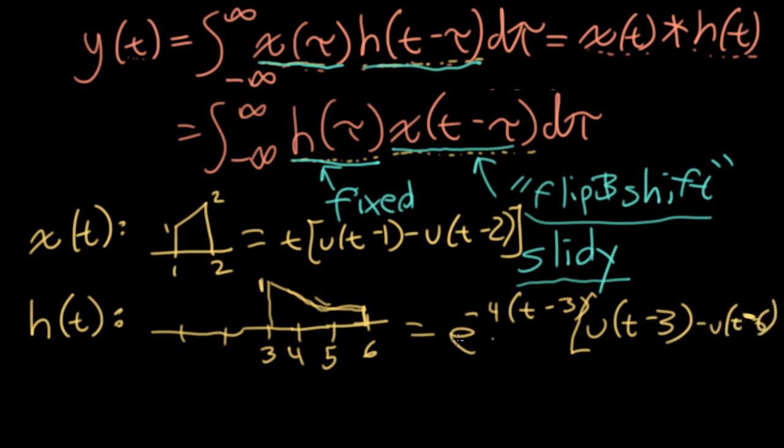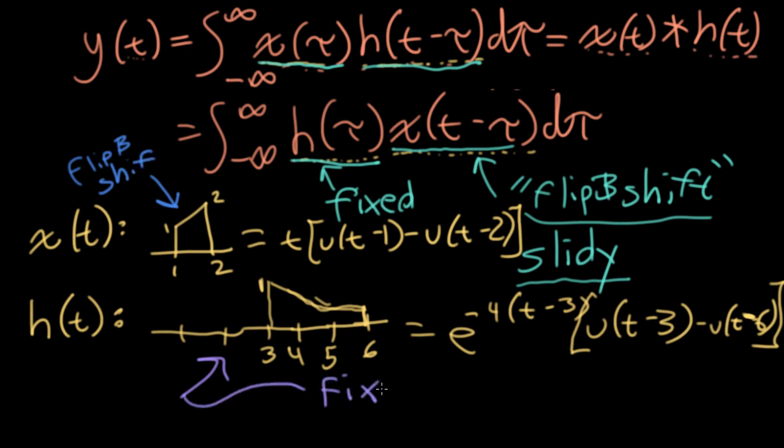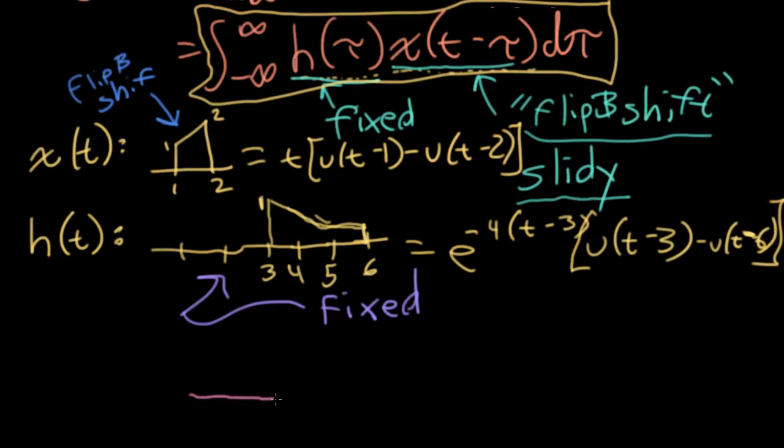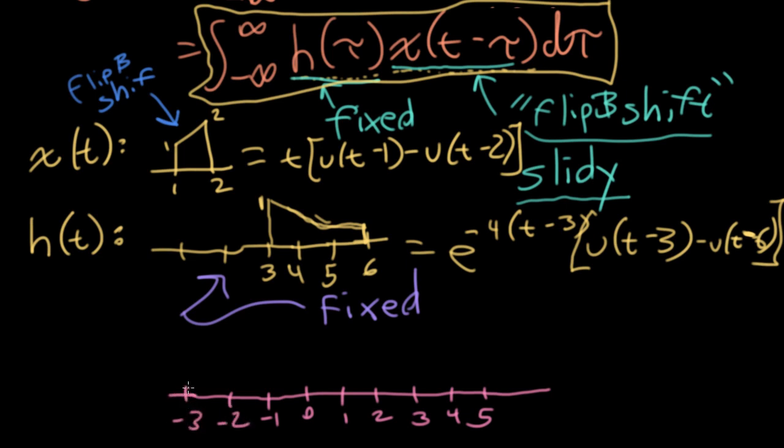So I'm going to pick x of t to be the function that I flip and shift, and h of t to be the function that we keep fixed. So we're going to be using this version of the convolution formula. So I'm going to plug tau in for h and t minus tau in for t. Remember the t in the x of t definition and the t in the t minus tau, you should think of those as being different t's.